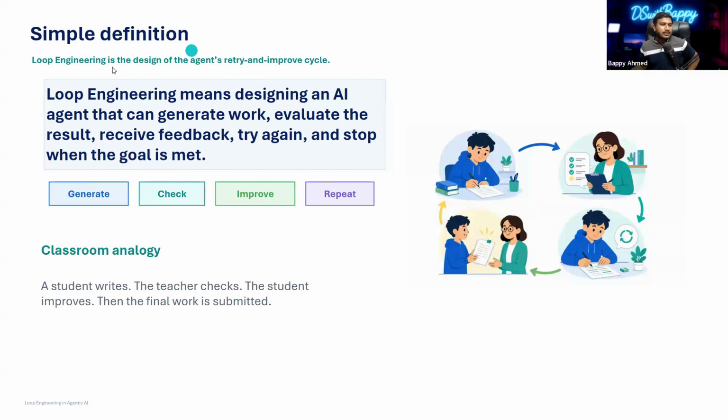Now we can see a simple definition. Loop engineering means designing an AI agent that can generate work, evaluate the result, receive feedback, try again, and stop when the goal is met. That means generate, check, improve, repeat. So this is the architecture of loop agents. This is the classroom analogy I have already given you.